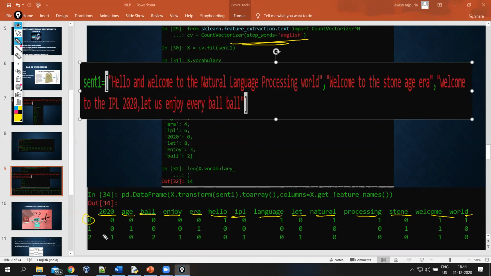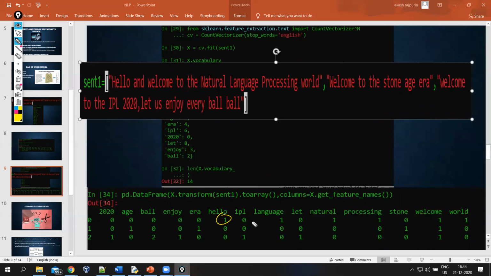So this is my first document. The first document is hello and welcome to natural language processing world. There is hello. There is no 2020, so I got 0 here. Then in the place of hello, I got 1. I will rub this and show you. In the place of hello, I got 1.